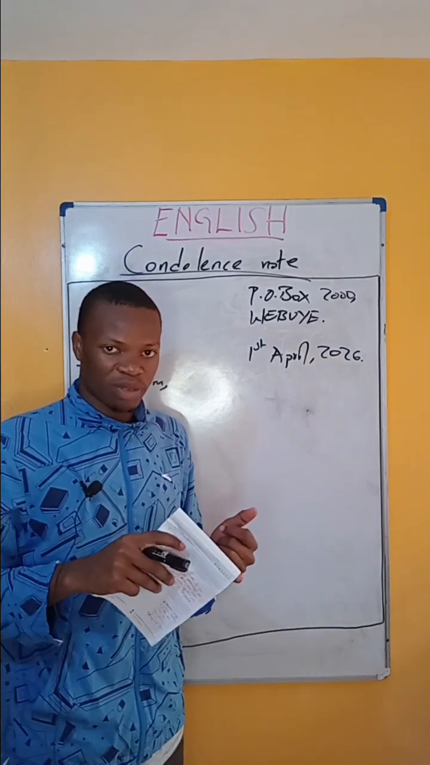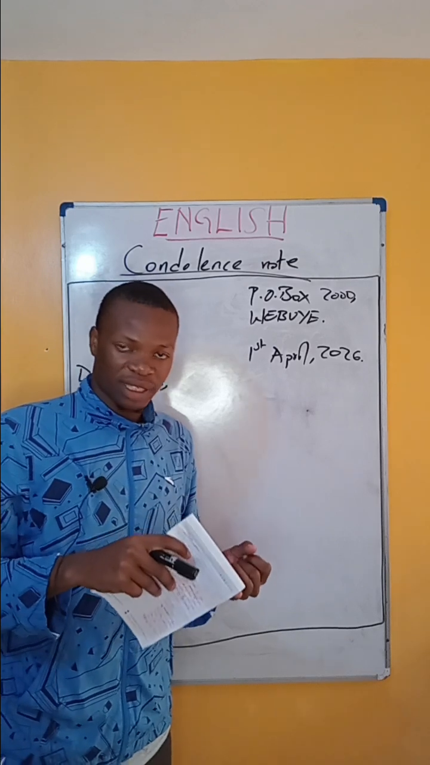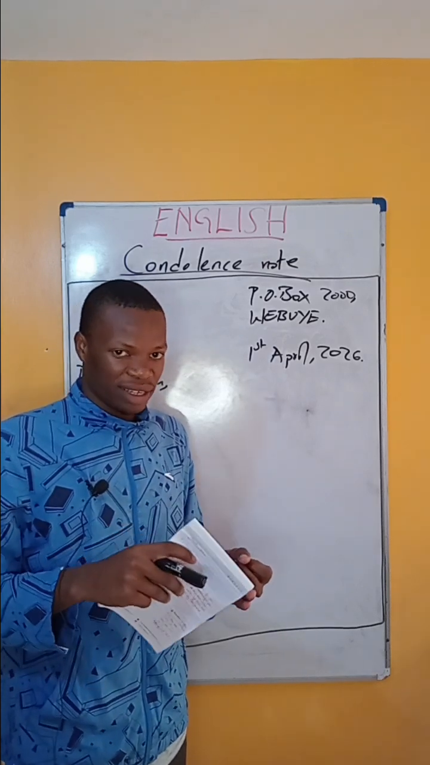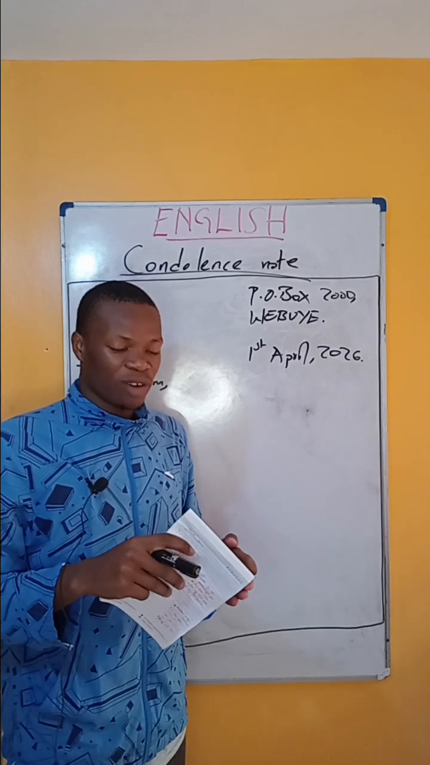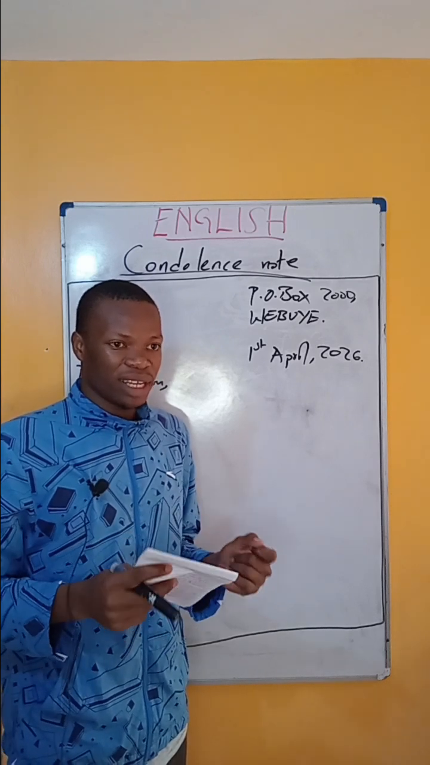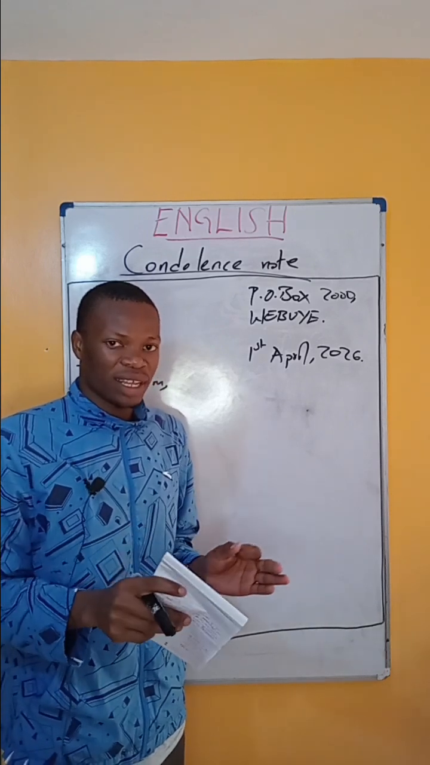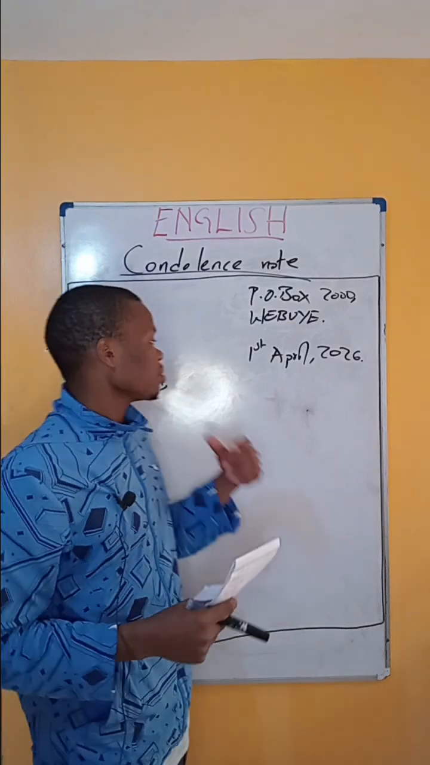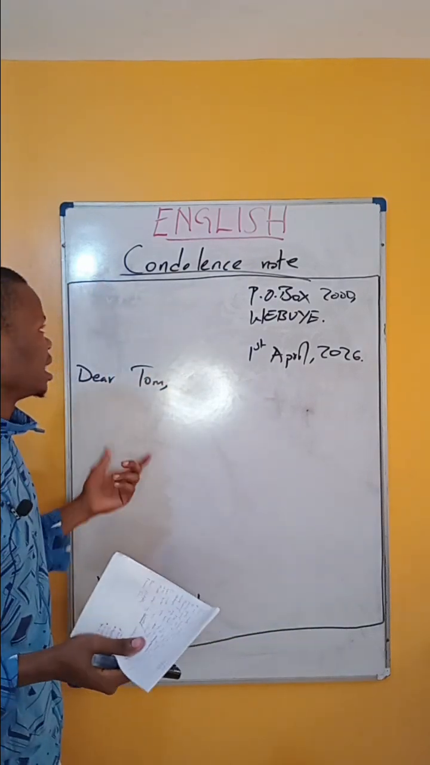Mention the person who has passed on and the relationship to the recipient. Number two, mention how you remember the deceased. Number three, offer yourself to help in any way so as to comfort this person who has lost their dear one. And that is it. That is a condolence note.